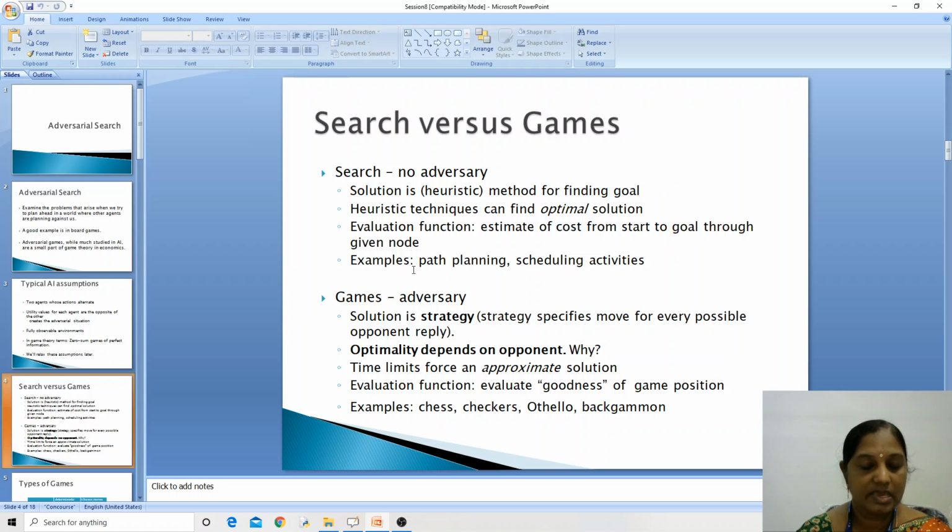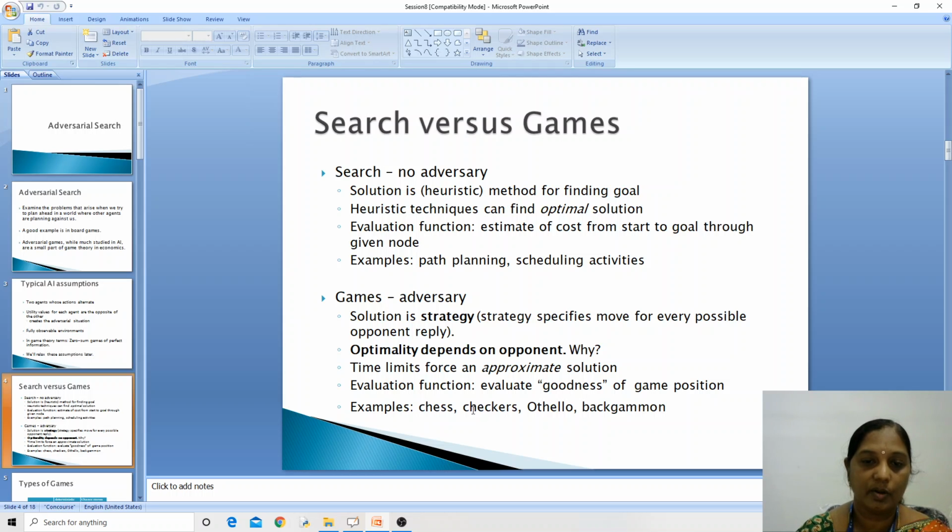And what is game theory? That is an adversary technique. What are adversary techniques? The solution is a strategy, where the human is always showing his intelligence to find the solution, and optimally depends on the opponent. So how are you going to take the decision while you are playing a game?